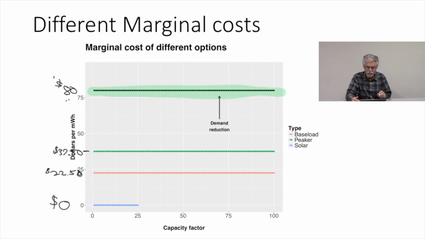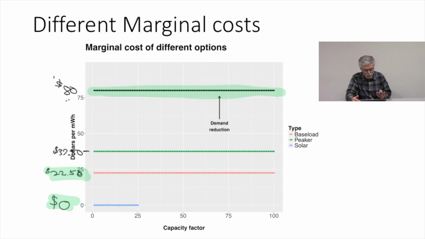Next down, we have our gas peaking unit. The marginal cost of a megawatt hour of electricity from the gas peaker is $37.50. The marginal cost from our baseload power plant is $22.50. And finally, the marginal cost for my solar power plant is $0.